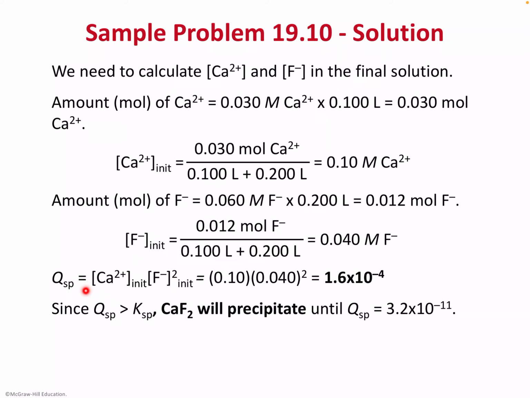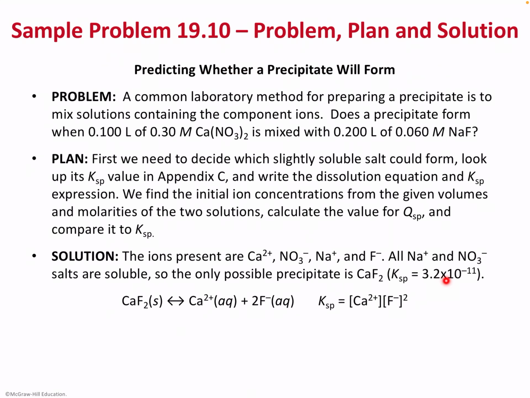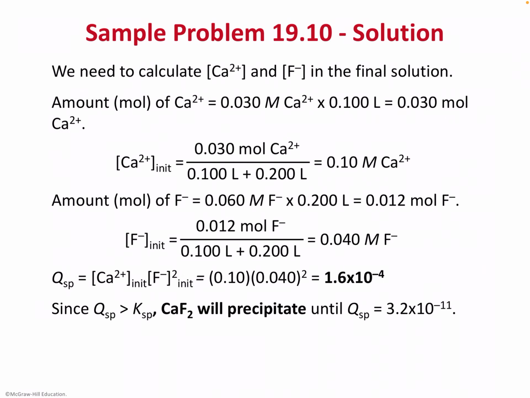So the Qsp: first we find calcium ions 0.1, fluoride 0.04 raised to the power 2, which gives 1.6 × 10^-4. This value, the Qsp 1.6 × 10^-4, is greater than Ksp, which is 3.2 × 10^-11. So calcium fluoride will precipitate until Qsp equals 3.2 × 10^-11.